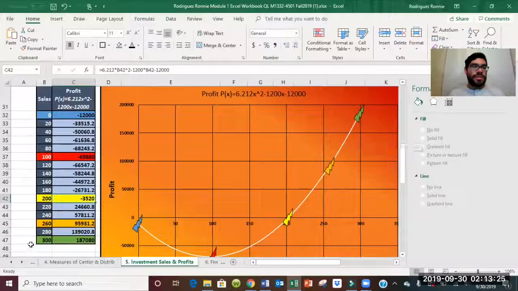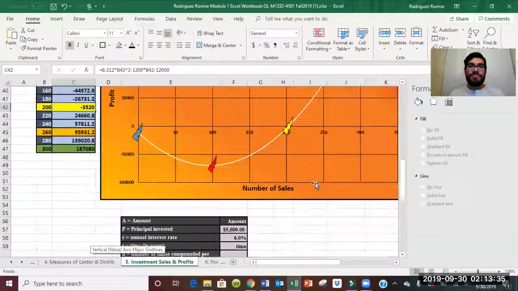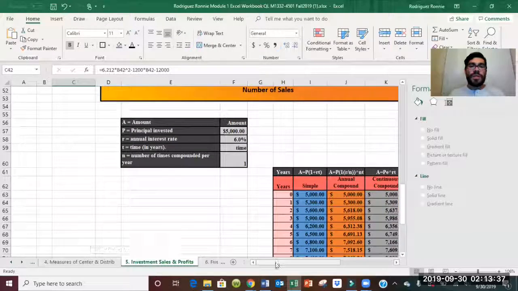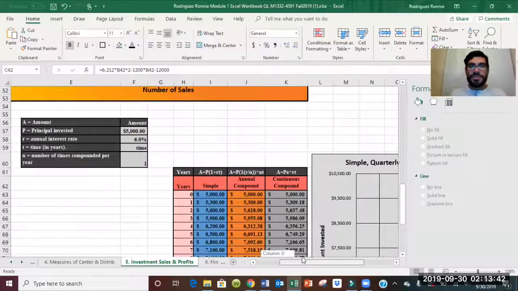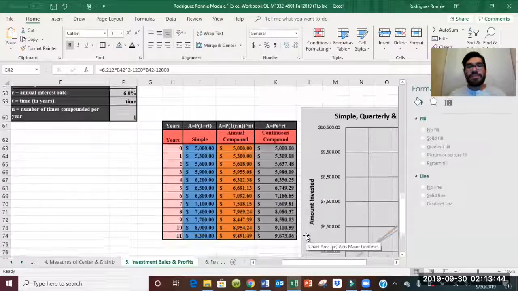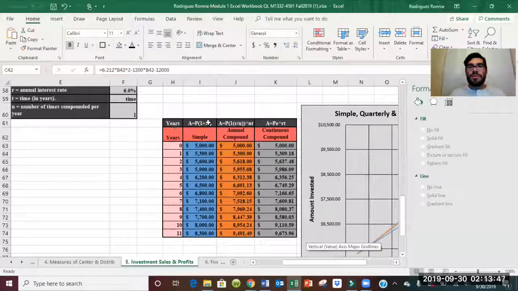And then the sales go up to 300 here. So you can see at 300 sales, he made 187,000, which is going to be right around in here. But 300 sales is going to be the highest point that we recorded. Then we went ahead and started calculating his interest and his investments using these formulas here.